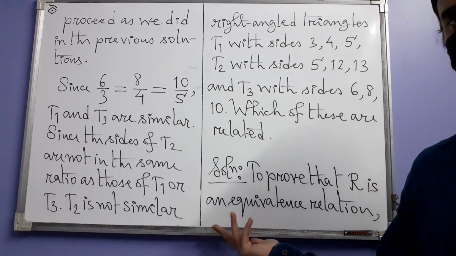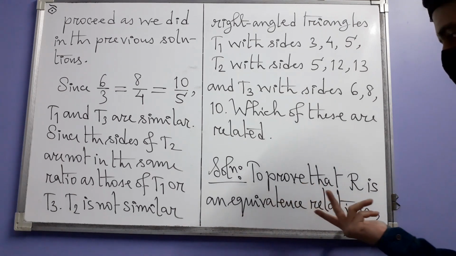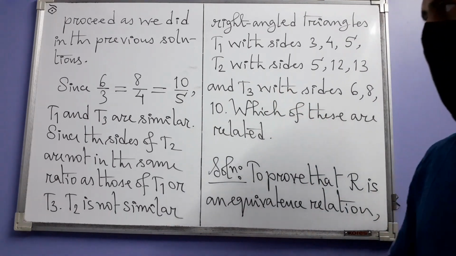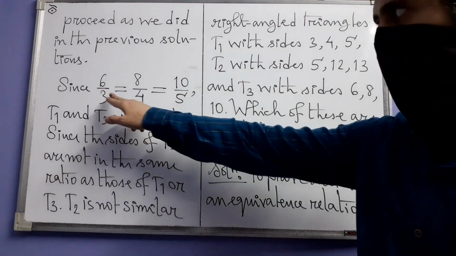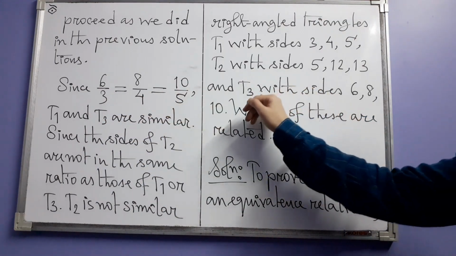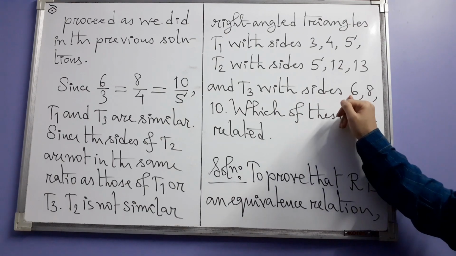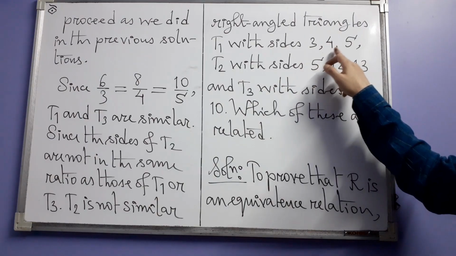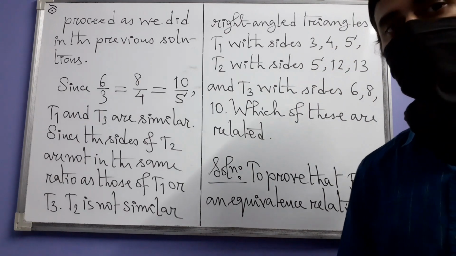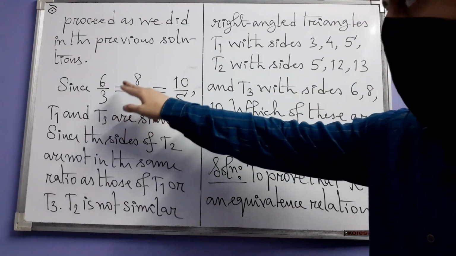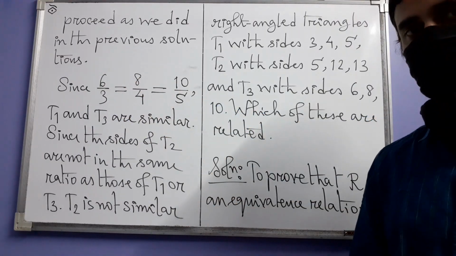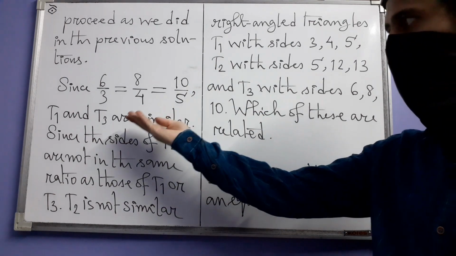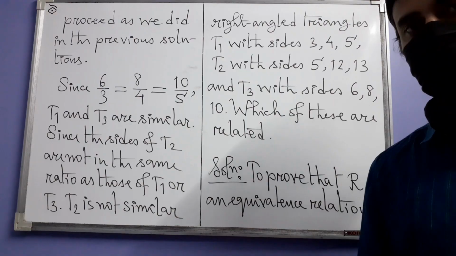So, we start the solution like this. To prove that the relation R is an equivalence relation, proceed as we did in the previous solutions. And now for the second part, we note this. The sides of the third triangle have lengths 6, 8 and 10, whereas the sides of the first triangle have lengths 3, 4 and 5. And you can see that 6 divided by 3 equals 8 over 4, which equals 10 over 5. So, that is why T1 and T3 are similar.